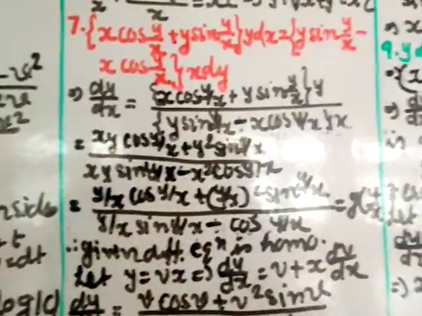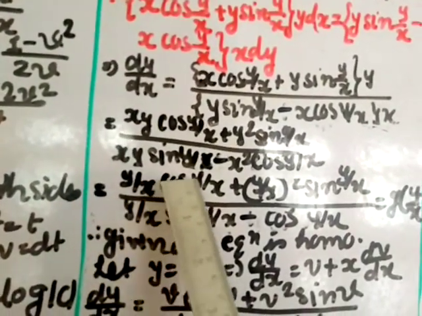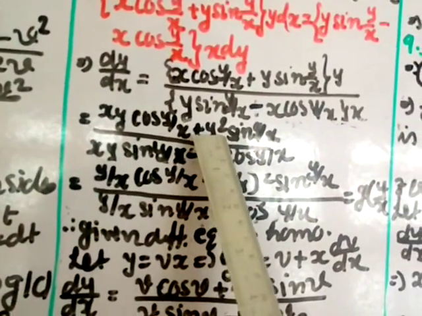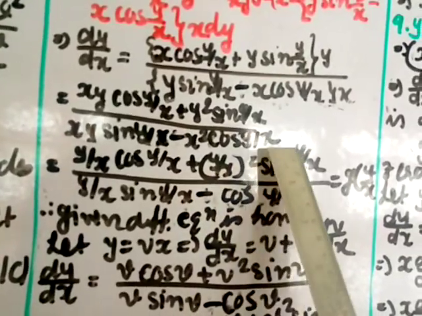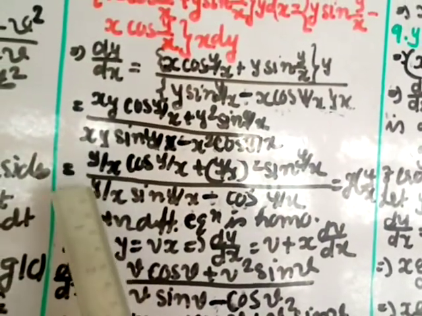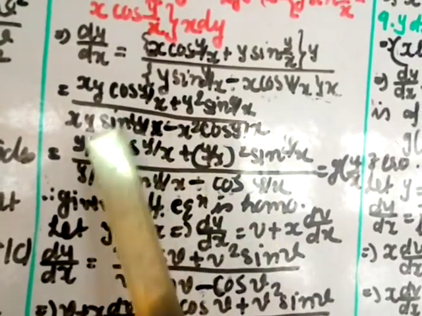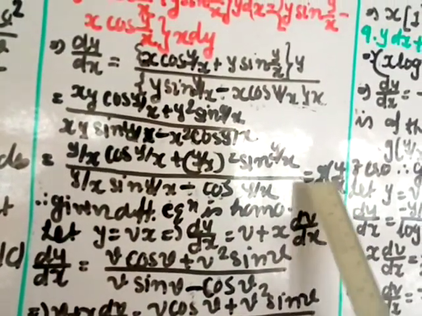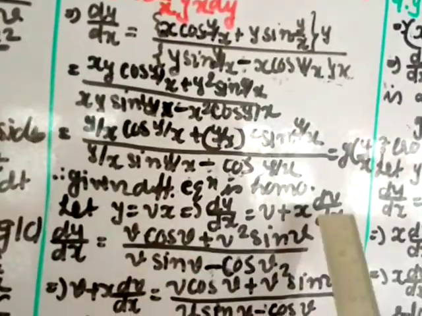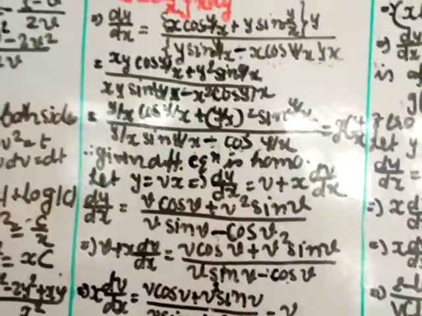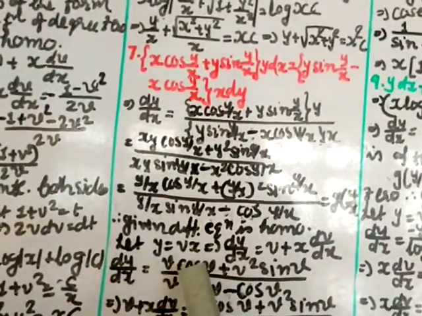Now divide by x square. So I divide by x square, here means y by x cos y by x plus here divided by x square, so y by x whole square sin y by x, and here divided by x square, so y by x sin y by x minus cos y by x, and this is of the form g of y by x. So this is a homogeneous differential equation. If it is homogeneous, then you have to put y equals vx.